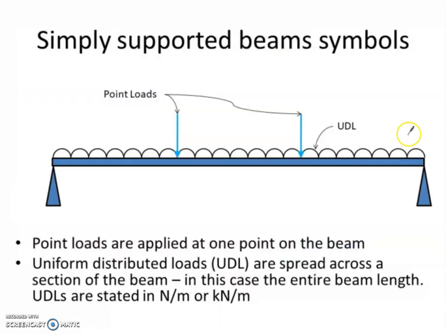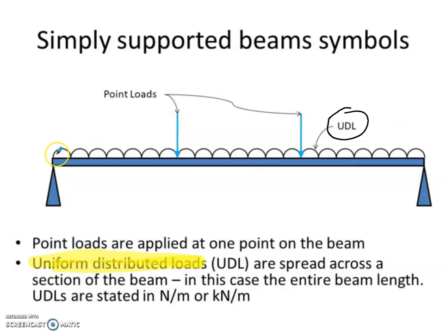Okay, so in terms of symbols, with beams we can have different types of loading, and here we have a UDL. Now that's short for Uniform Distributed Load. And that just means a load spread along the edge of the beam, sorry, along the top of the beam.